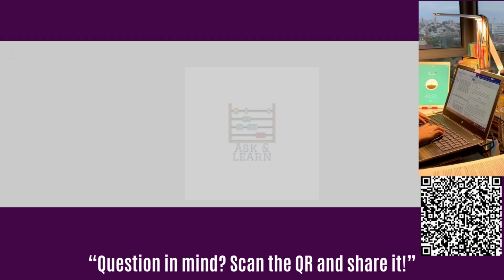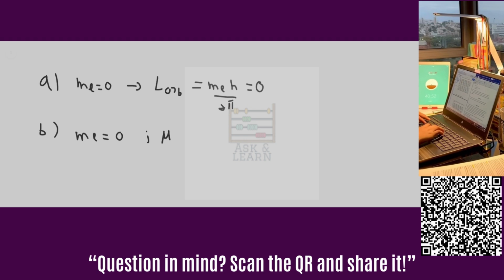For part A, because m_l equals 0, we have that L orbital is equal to m_l h over 2 pi, which is equal to 0. For part B, we want to know the magnetic moment. Again, because m_l is equal to 0, the magnetic moment mu orbital is minus m_l mu_B, which is 0 again.